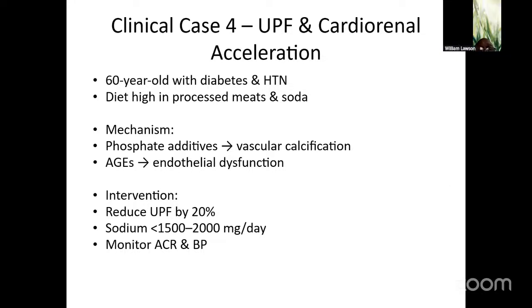UPF and cardiorenal acceleration. A 60-year-old with diabetes and hypertension, diet high in processed meats and sodas. Mechanism: phosphate additives leading to vascular calcification, and AGEs leading to endothelial dysfunction. And the intervention, of course, is to reduce the UPF by 20%, reduce the sodium to 1,500 to 2,000 milligrams a day, and to monitor the ACR and BP, blood pressure. That ACR is the albumin creatinine ratio. You want to check it here.